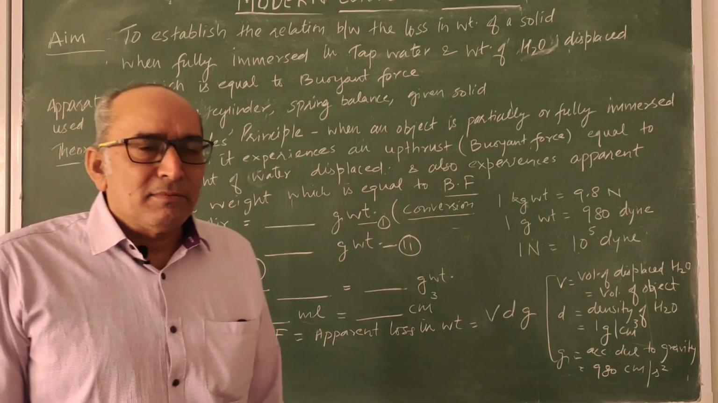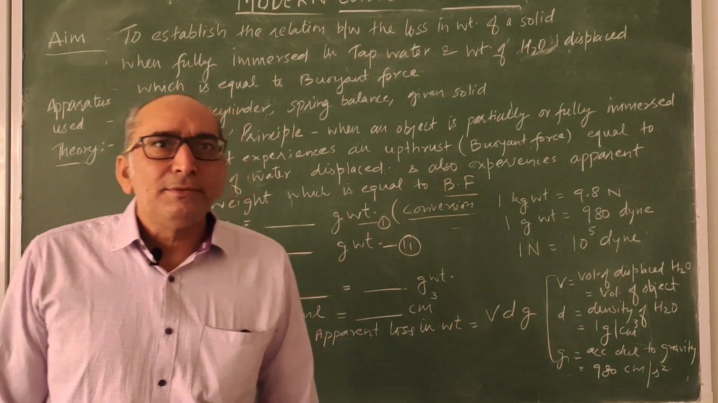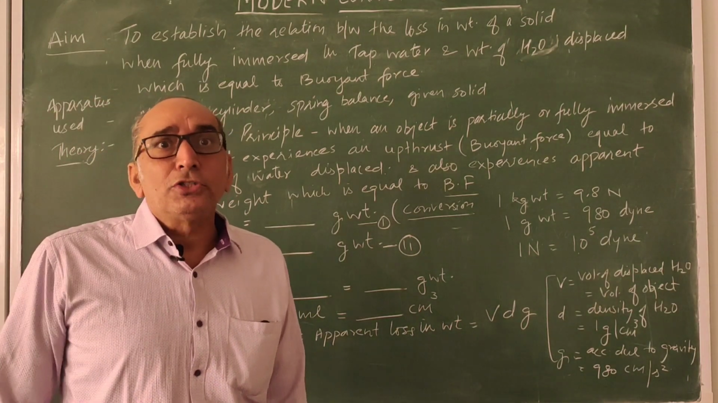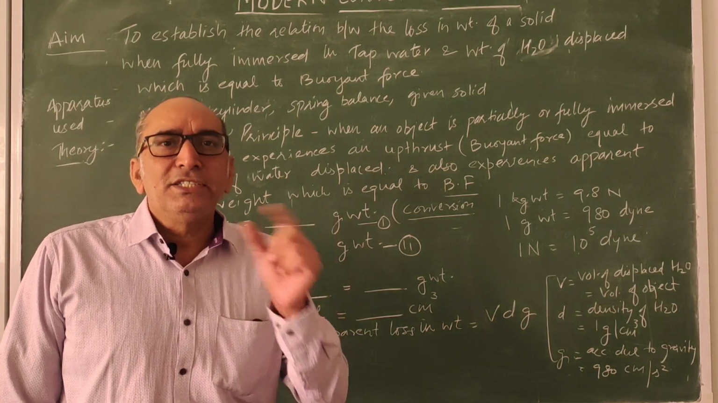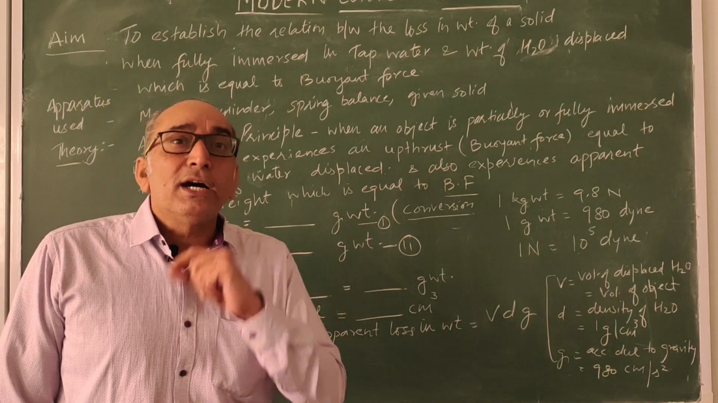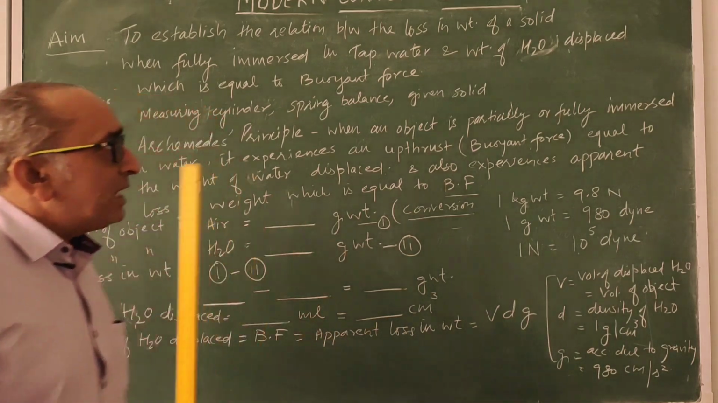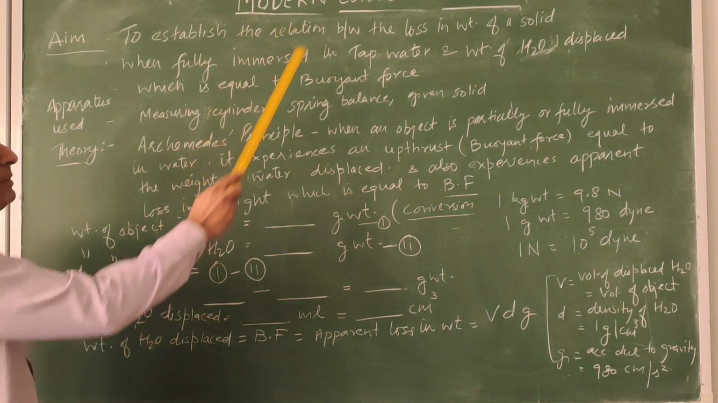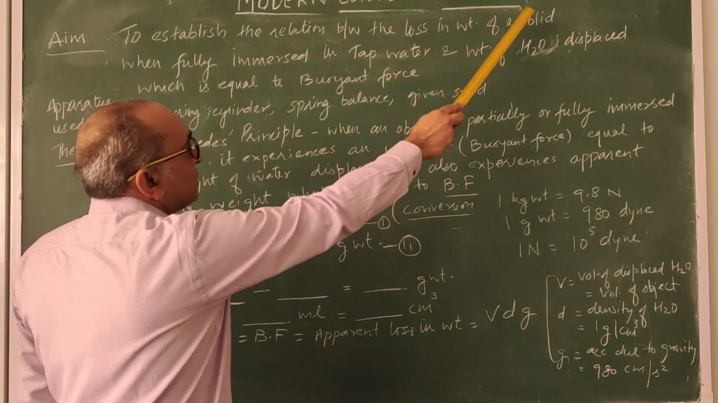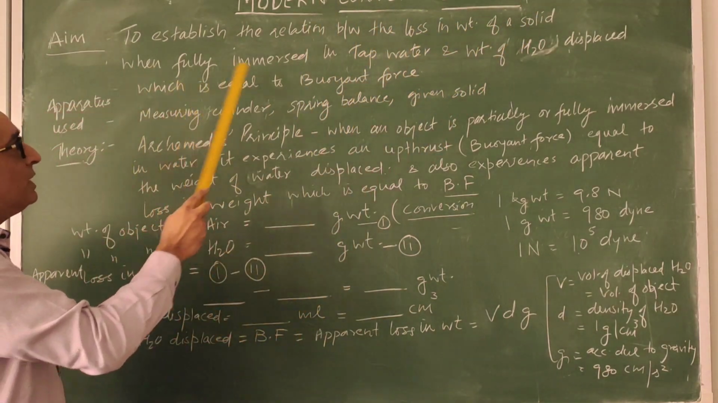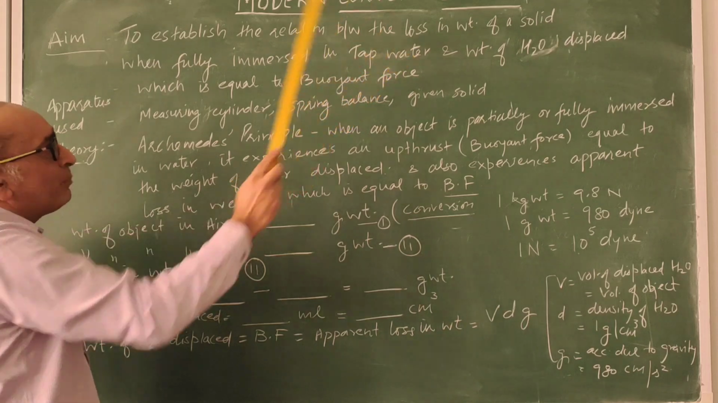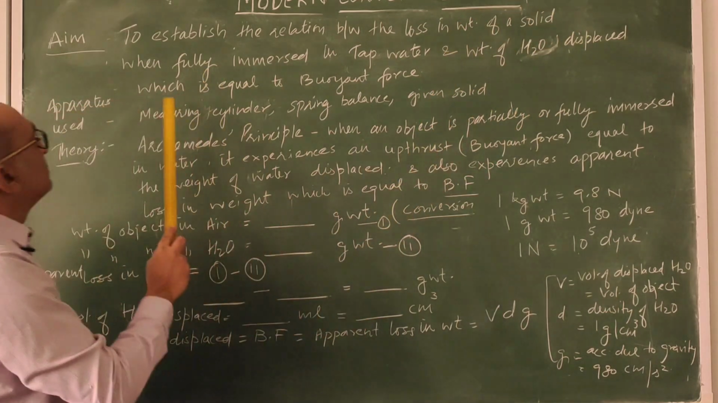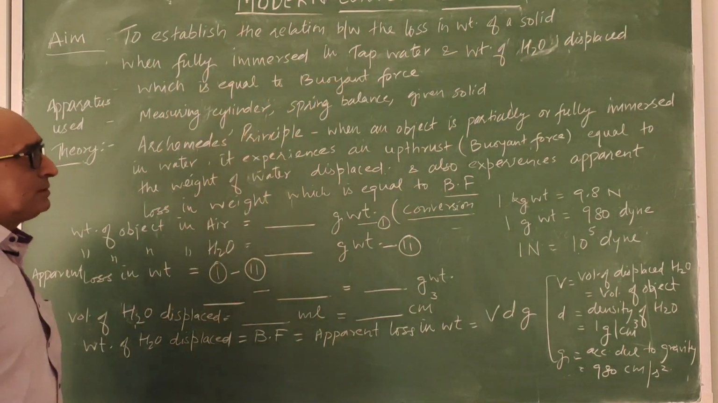Today we are going to discuss Archimedes principle and the relation of apparent loss of weight when an object is immersed in liquid to the buoyant force. The aim of this experiment is to establish the relation between the loss in weight of a solid when fully immersed in tap water and the weight of water displaced, which is equal to buoyant force.